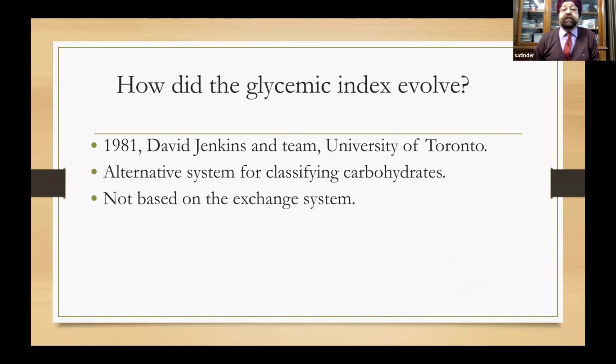Now, this was the glycemic index, how it evolved. It was in Canada, at the University of Toronto, that Dr. David Jenkins first thought the exchange system perhaps is not sufficient, where I replace 50 grams of carbohydrate by another 50 grams. There's something more to it.